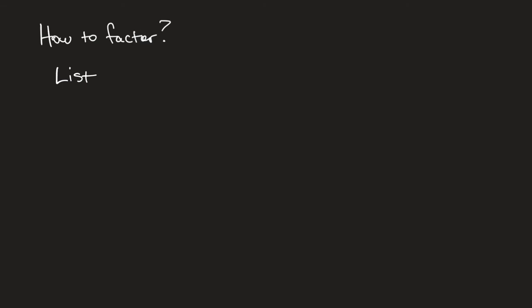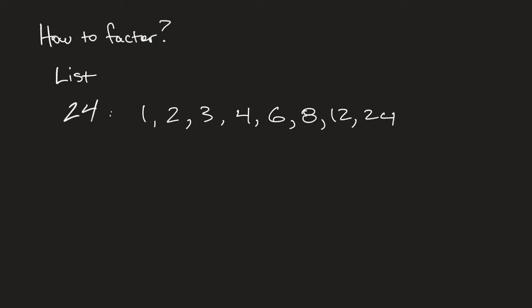Well, how are we going to factor some of our numbers? Well, we can list them. Oops, wrong thing here. So let's list the factors of 24. Well, I'm going to have 1, 2, right? 2 times 12, 3, 4, well, not 5, but 6, 8, 12, and 24.